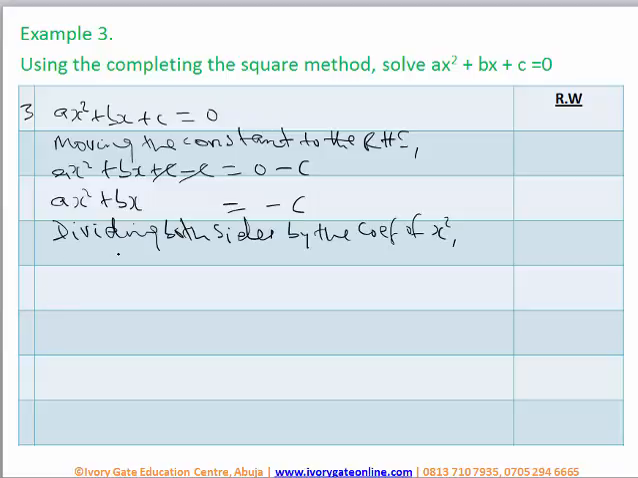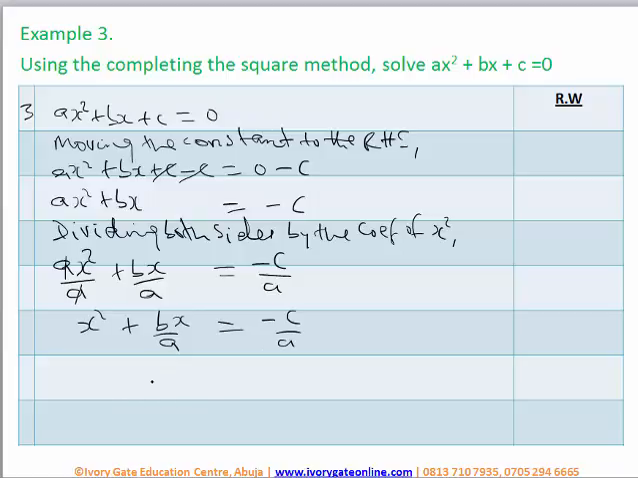Dividing both sides by the coefficient of x squared, here the coefficient of x squared is what? A. So we have ax squared divided by a plus bx divided by a is equal to minus c divided by a. So we have x squared plus bx over a is equal to minus c over a.